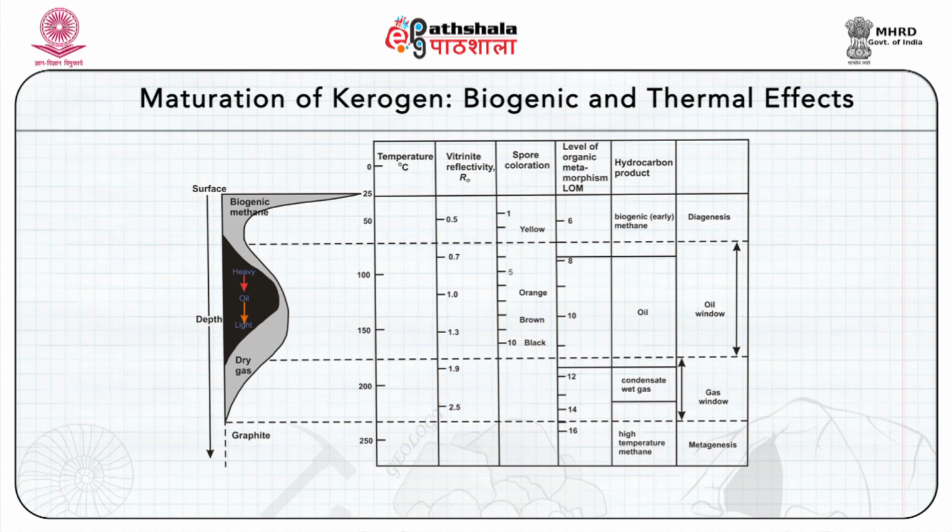Now, this is a curve that clearly shows the correlation between the different criteria that we talk about for the maturation of organic matter. On the left hand side, the black portion clearly shows the oil window, the upper gray portion shows the biogenic gas release, and the lower gray portion is the dry gas, which we say is because of thermocatalytic action. And you can see the temperature that represents the different portions, and the vitrinite reflectance, the spore coloration, the level of organic metamorphism, then hydrocarbon, and what the hydrocarbon products are at different stages, that is diagenesis, catagenesis and metagenesis, as shown in this diagram.